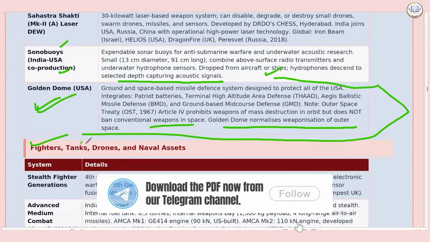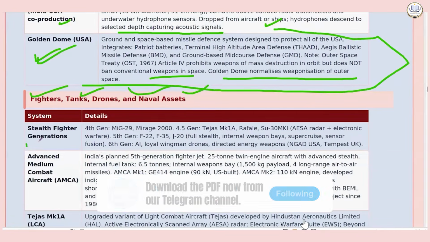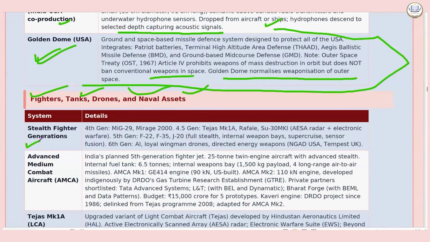Now let's see fighters, tanks, drones, and naval assets. So stealth fighter generations, we have 4 generations. MiG-29 or Mirage 2000. Then 4 generations and 4.5 generations are Tejas Mk1, Rafale, Sukhoi 30 MKI. They have AESA radar and electronic warfare.